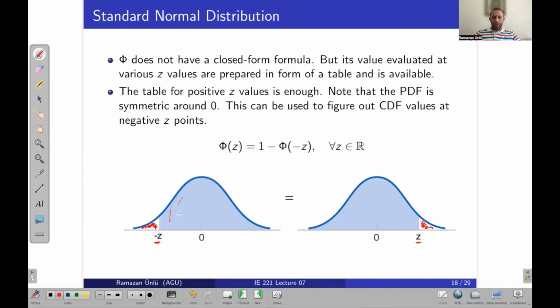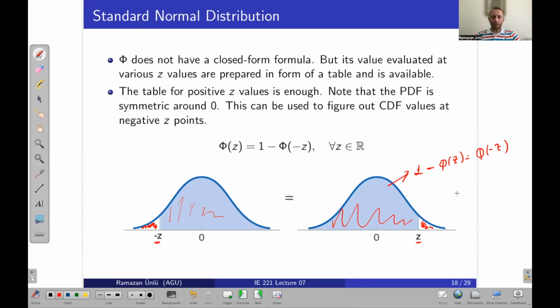Also, this whole area is equal with this whole area. And the summation of all these possible probabilities is 1. So that's why phi z will be equal to 1 minus phi minus z. Okay, so if this whole area is 1, what I mean is that 1 minus phi z is equal to phi minus z.